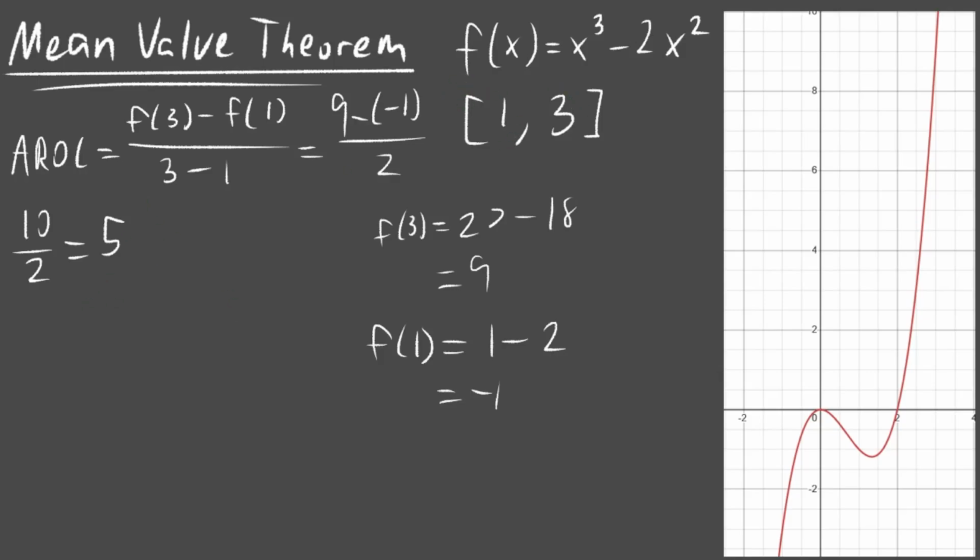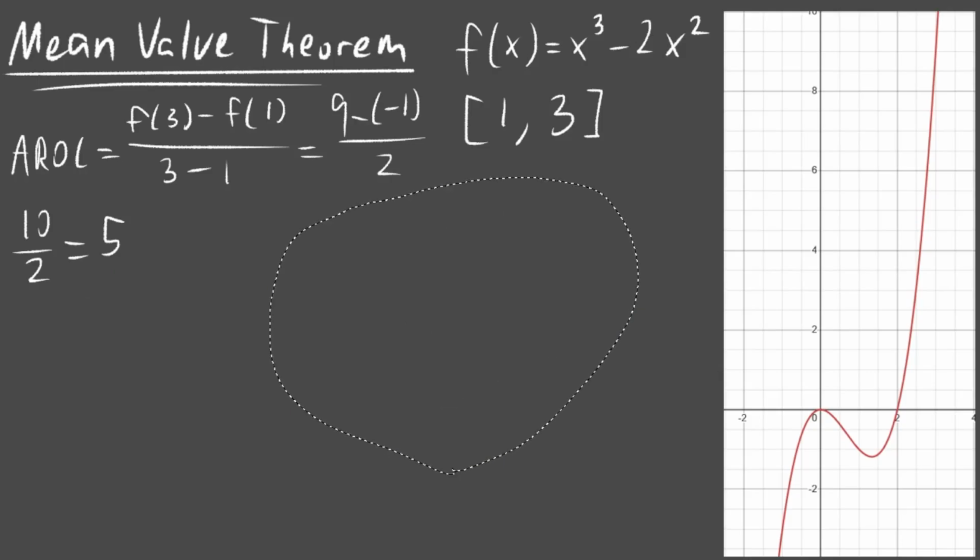That's pretty neat. I'm just going to clean up some of this space so I can go from here. So we found this part. We know our average rate of change is equal to 5. Let me just write that down. Now, that was kind of a long process just to get to the mean value theorem part of this video, but let's actually draw this out first.